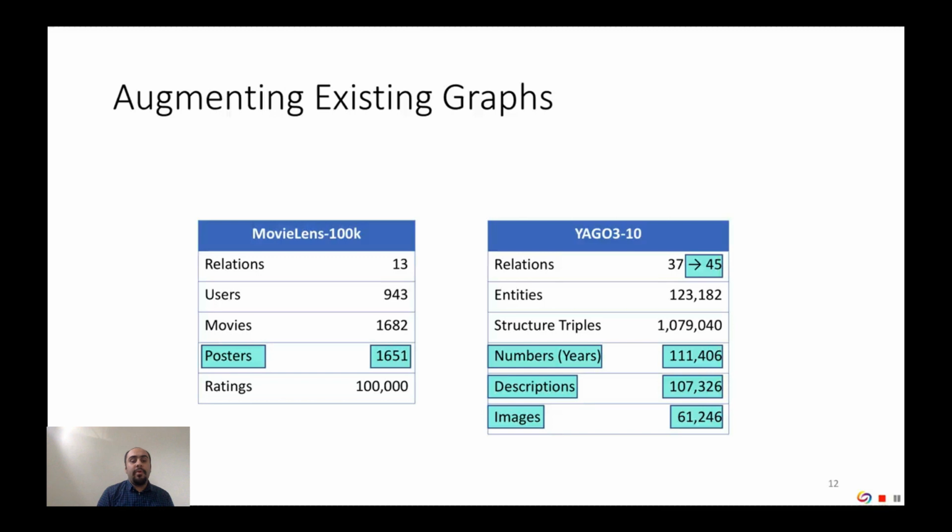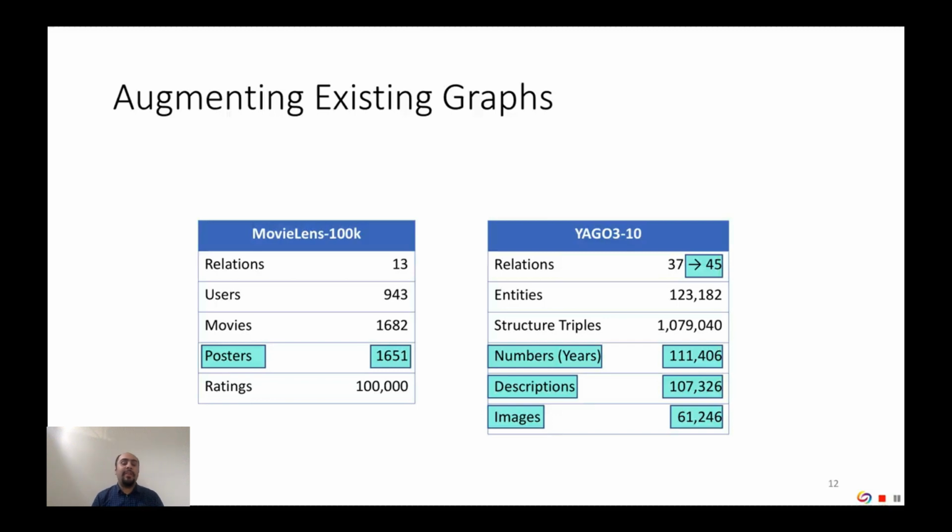Since the dataset in the previous work didn't have these extra types of modalities, we were forced to make our own two new datasets. We first use MovieLens 100K, which is a recommendation system dataset with ratings between users and movies. Furthermore, this dataset has information for movies like genre and release date, and for users like gender and age. In addition to those, we enrich this dataset by adding posters.